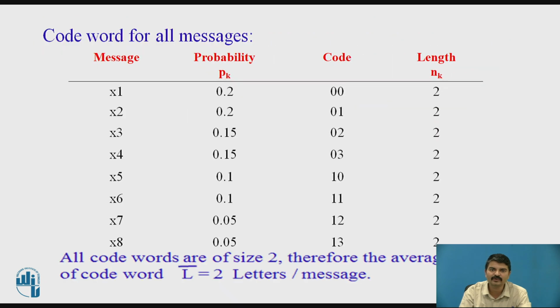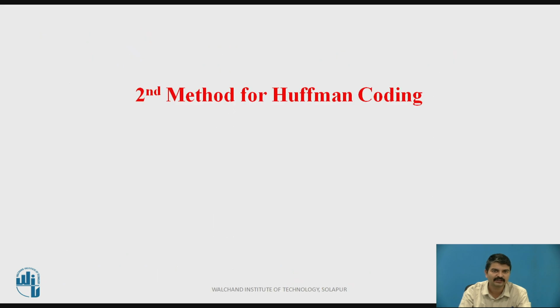So what will be the code word? 0 0. Like that, after having all the code words, you will come to know that the code word length is 2. Means all the code words have a size of 2. Therefore, the average code word length is 2 letters per message. This is the first method.